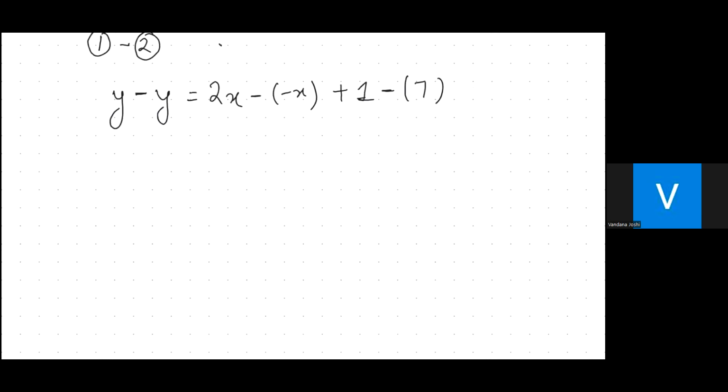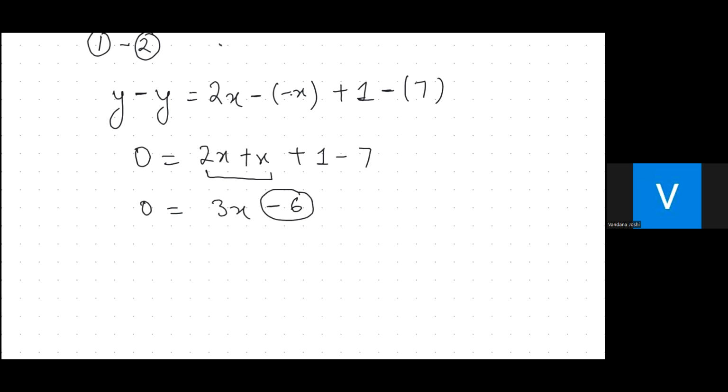We'll get 0. Minus times minus is actually positive. So 2x plus x plus 1 minus 7. 2x plus x are going to add up and give me 3x. 1 minus 7 is going to give me minus 6. Okay. What I can do is add plus 6 on both sides to get rid of this minus 6. So I'll say 0 plus 6, 3x minus 6 plus 6.